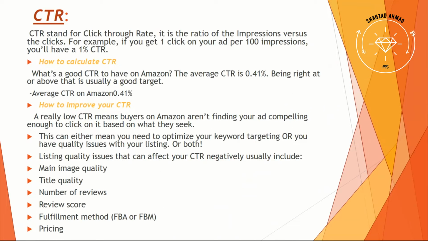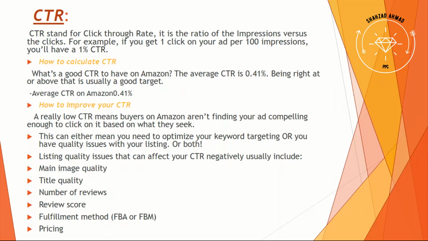Next terminology is CTR. CTR means click through rate. Click through rate is the ratio of impressions versus clicks. It means how many impressions you got versus clicks you got. If you get one click on your ad per 100 impressions, you will have 1% CTR. So how to calculate it? CTR formula is clicks divided by impressions, multiply 100. You will get CTR percentage.